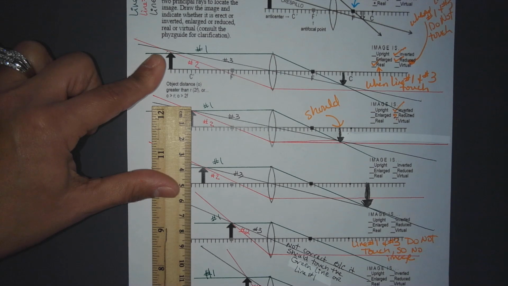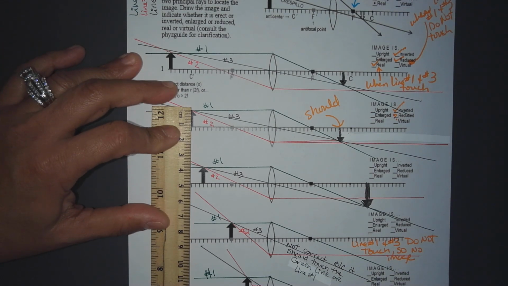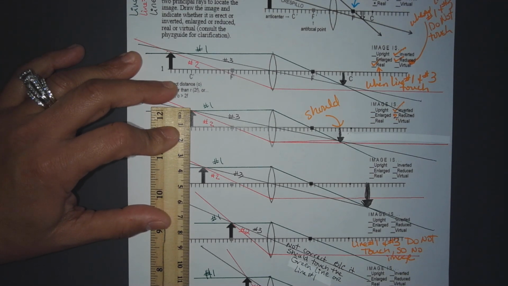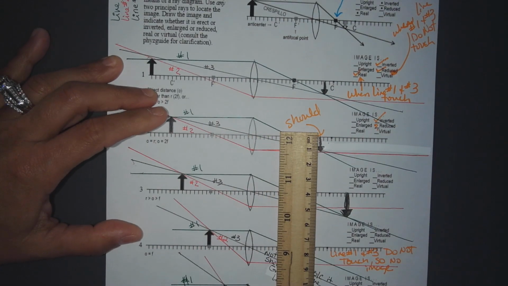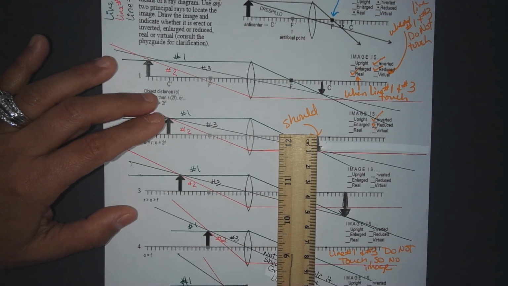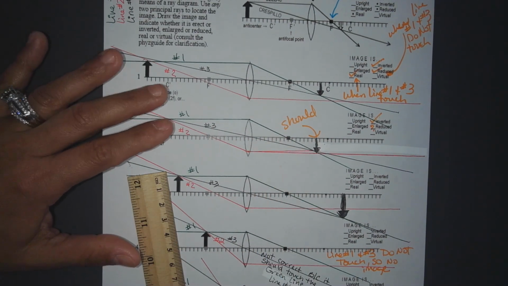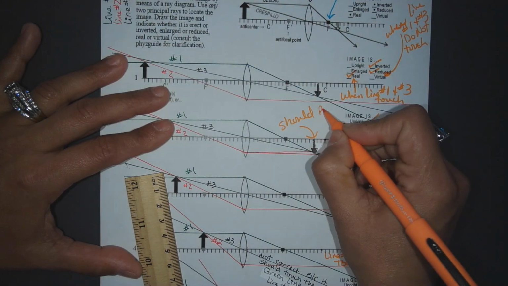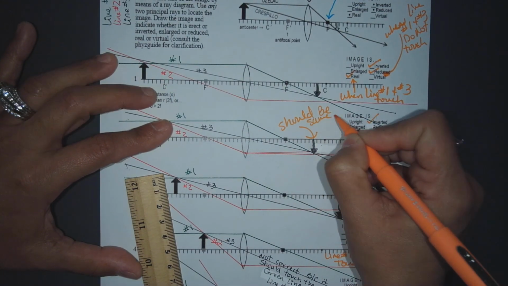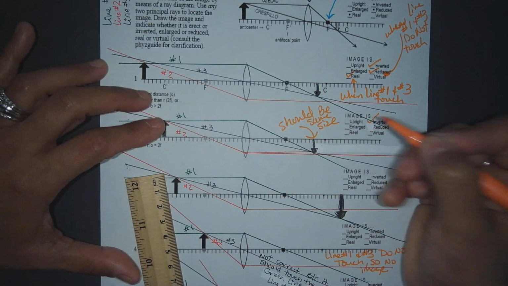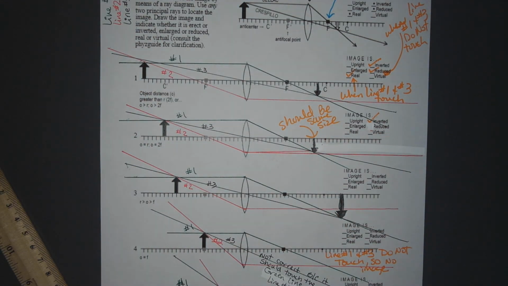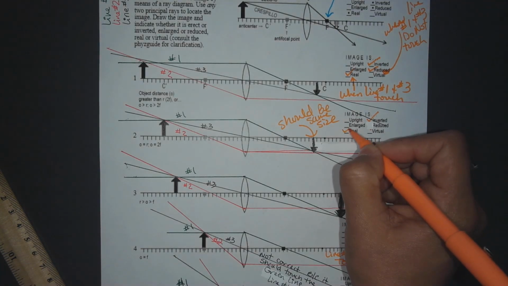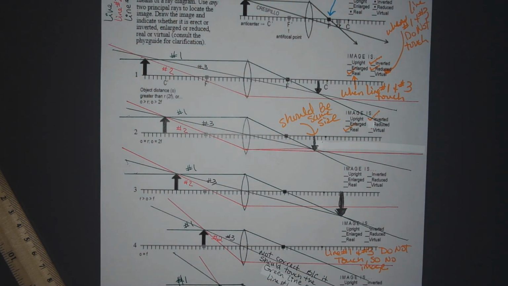From here to here, that's a good question, Carlos said. From here to here, it's about 1 centimeter-ishy. From here to here, it's pretty smack dab on here. Yep, it's the same size. Should be same size. So I'm going to leave that blank. It's not enlarged, it's not reduced, but it is going to be a real image because my line 1 and line 3 touch.